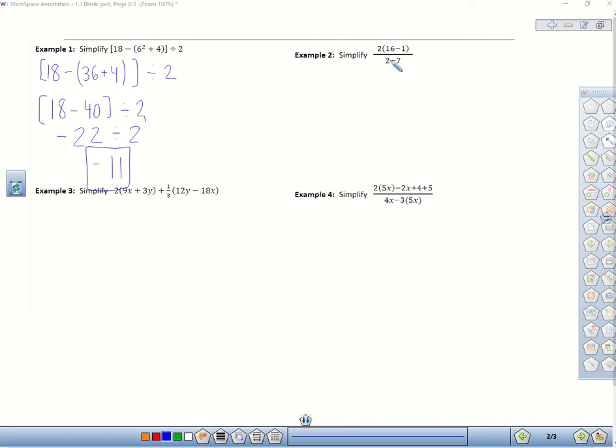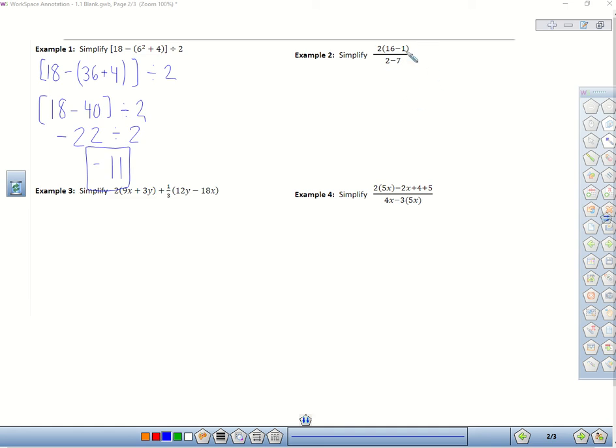So over here, we talked about a division bar that separates expressions. So that means we're going to work on these separately as two separate entities, and then once we get down to a number on the top and bottom, then we can simplify using division. So I'm going to start with the top.